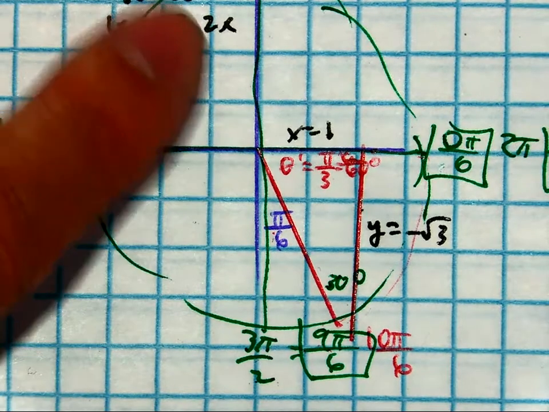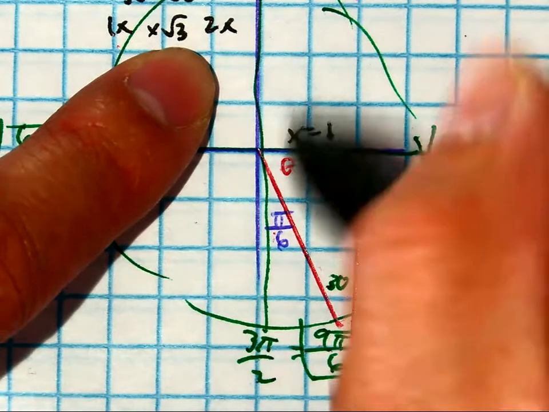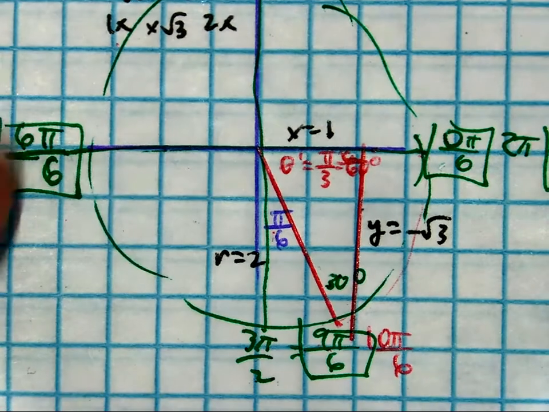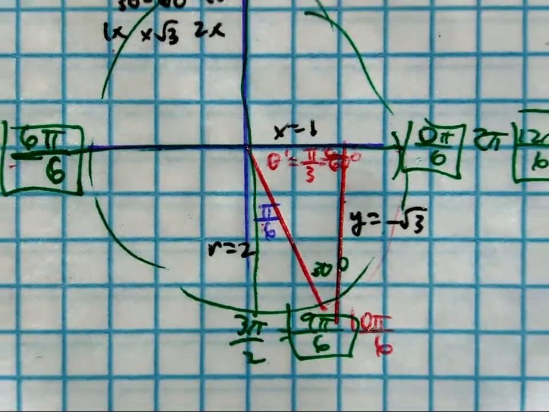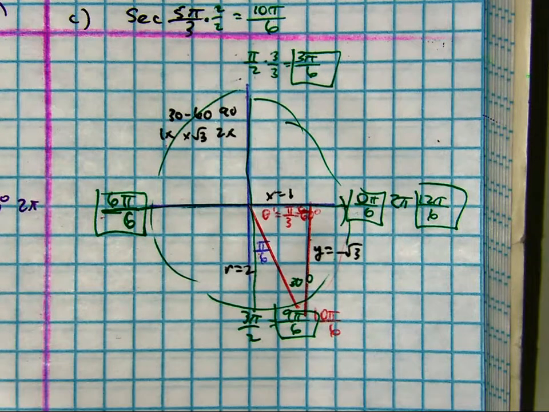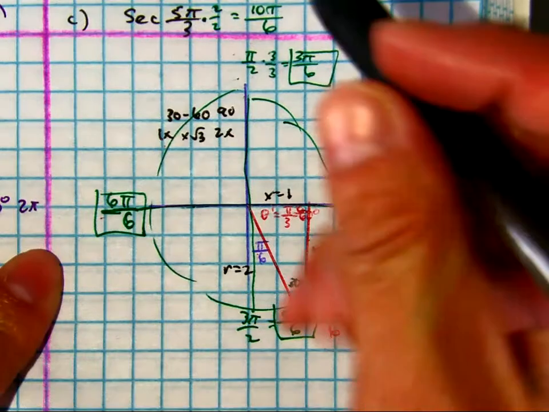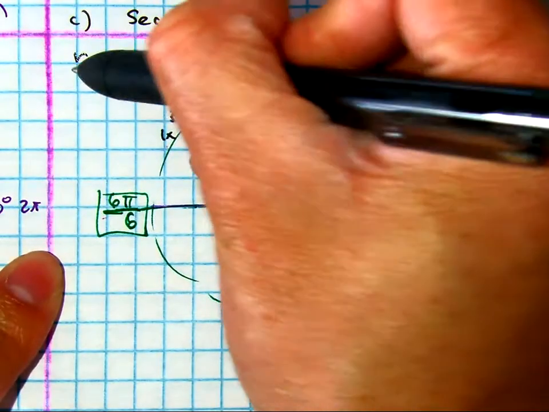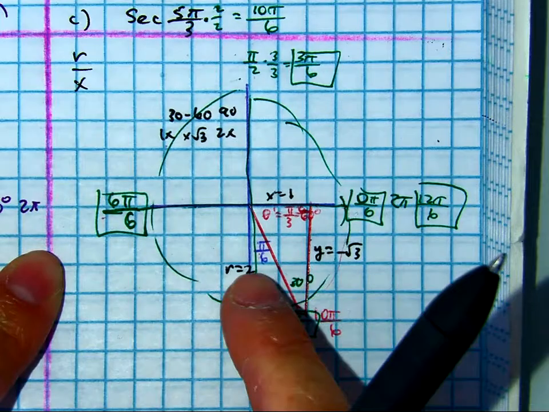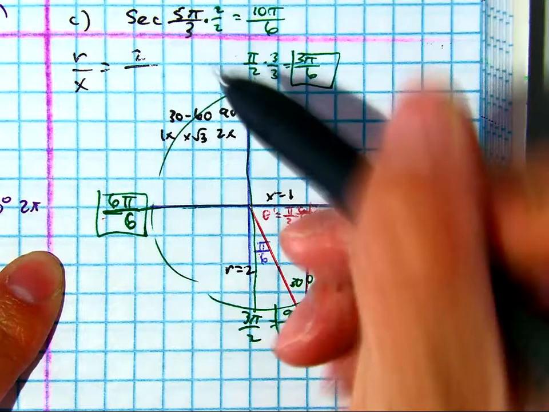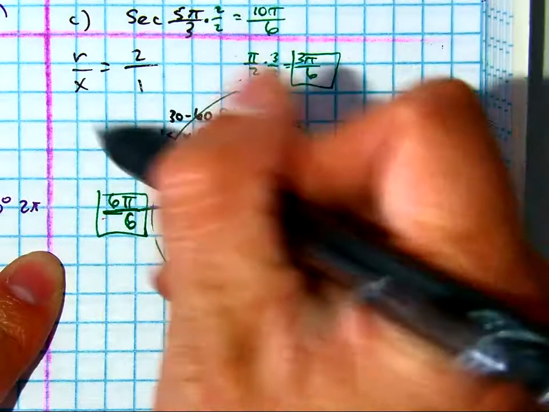We are finding secant. So secant is which two letters? R over x. And then so I have 2 over 1. And 2 over 1 is just 2. So the answer is secant of 5 pi over 3. The answer is 2.